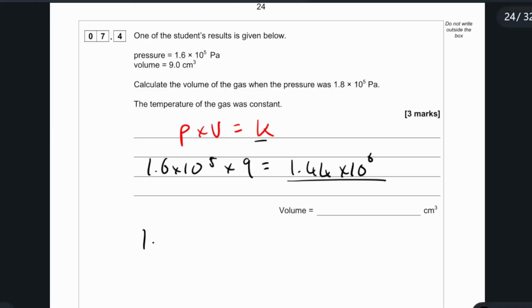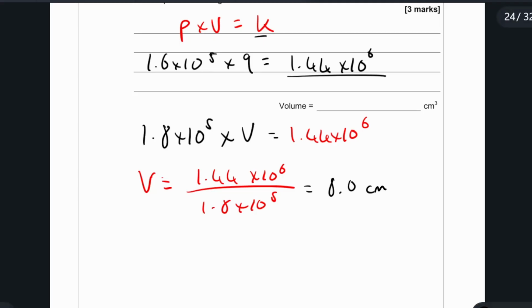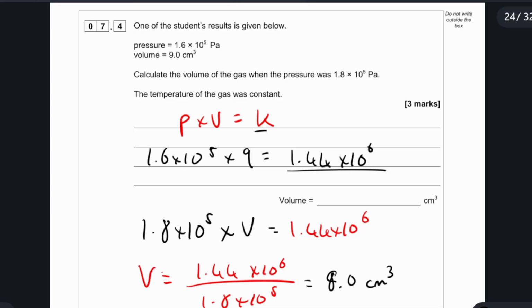So now when we have a pressure of 1.8 times 10 to the 5, multiplied by some unknown volume V, this should still equal 1.44 times 10 to the 6. And now it's just a simple case of rearranging the equation for V. So V would equal 1.44 times 10 to the 6 divided by 1.8 times 10 to the 5. When you plug that into your calculator, you should get a volume of 8.0 centimeters cubed. And that is your answer there.